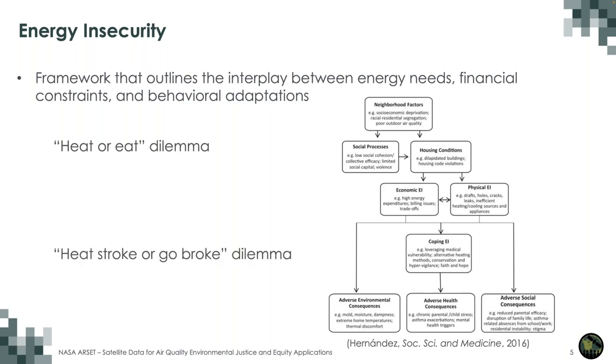What I've been increasingly saying is that in a warming climate, we need to be talking more about what I term the heat stroke or go broke dilemma, that same kind of trade-off framework that people may be dealing with, but during the cooling season or during summers.